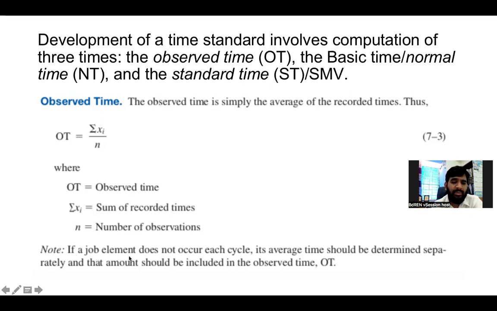If a job element doesn't occur in its cycle, its average time should be determined separately, and that amount should be included in the observed time. This comment is not relevant for you at this moment, because sometimes you cannot measure from time to time, where you will apply another technique. Forget about it for the moment. What is observed time?